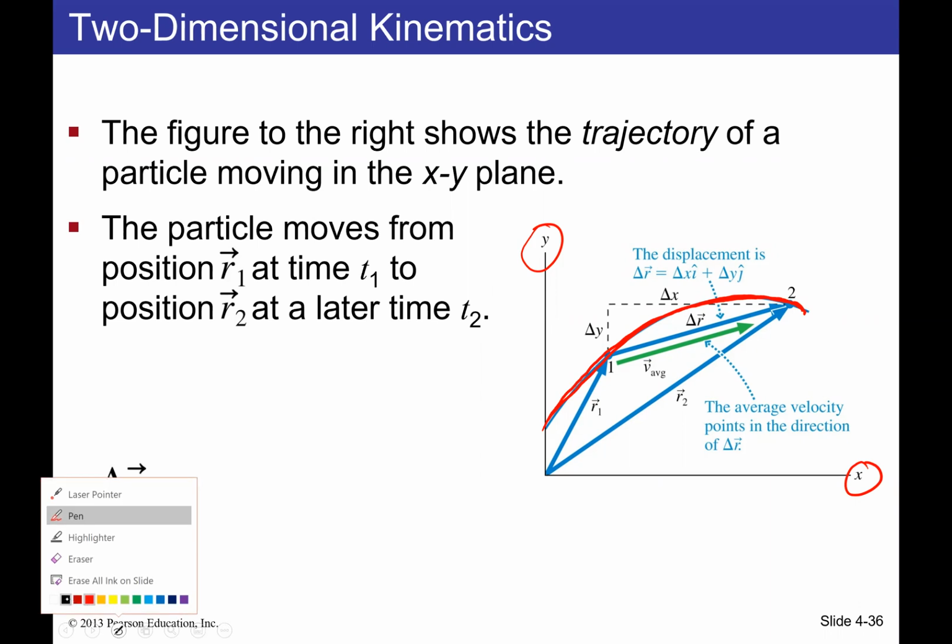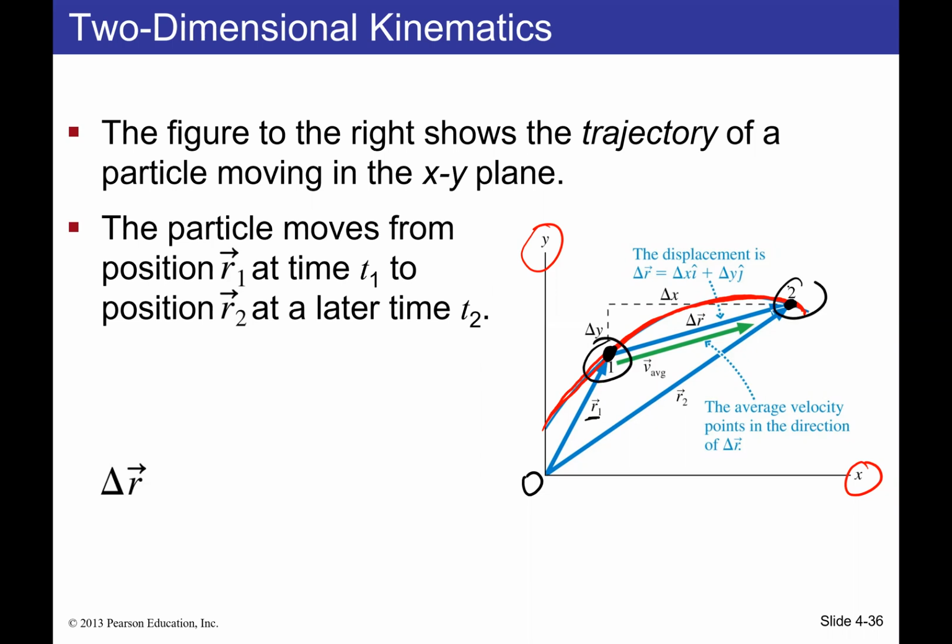One thing we can do here is choose one point. Here's point 1, and I'm going to say that's my starting point. With respect to the origin, our reference point, we draw a vector from the origin to point 1. That's this R1 vector. Then the object moves, and I'm going to take another point of interest, point 2, which is my final point. Then I draw a vector again from the origin all the way to point 2. That's R2, my final position vector.